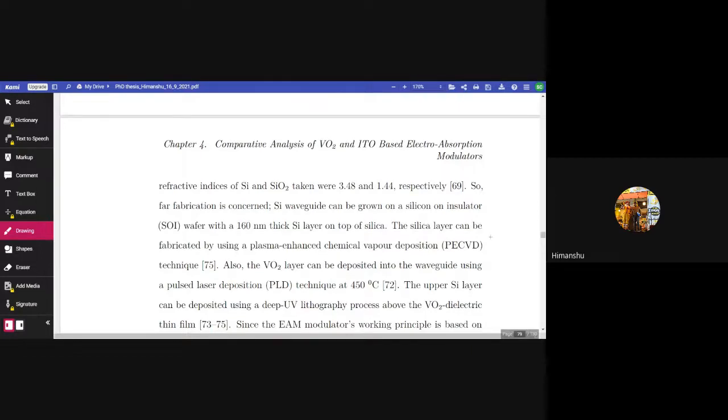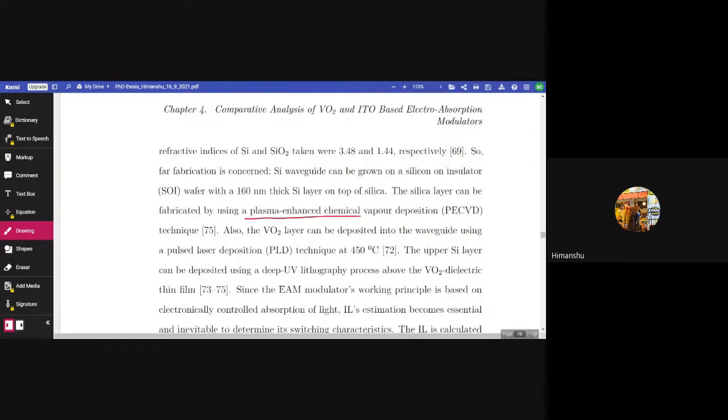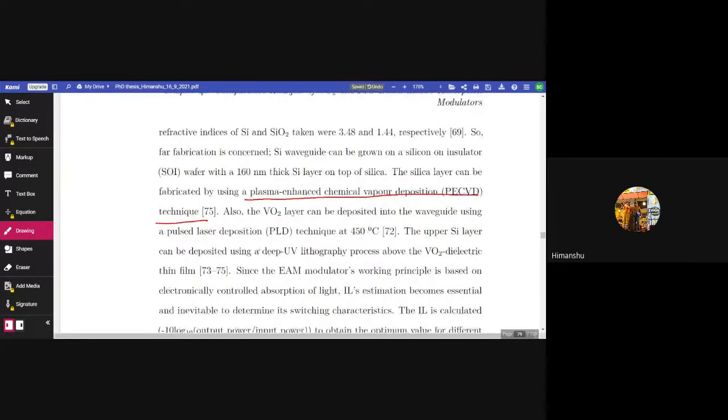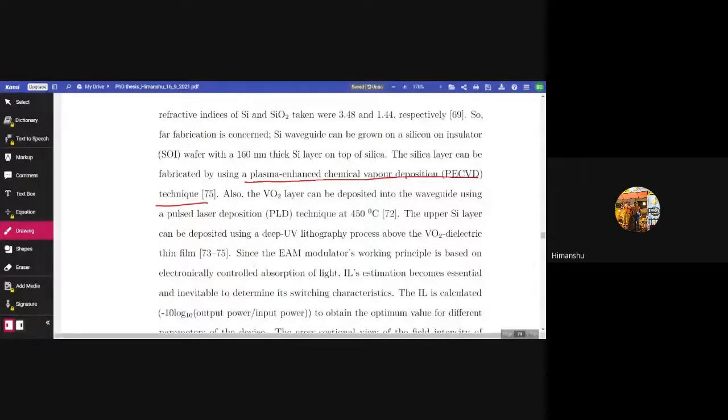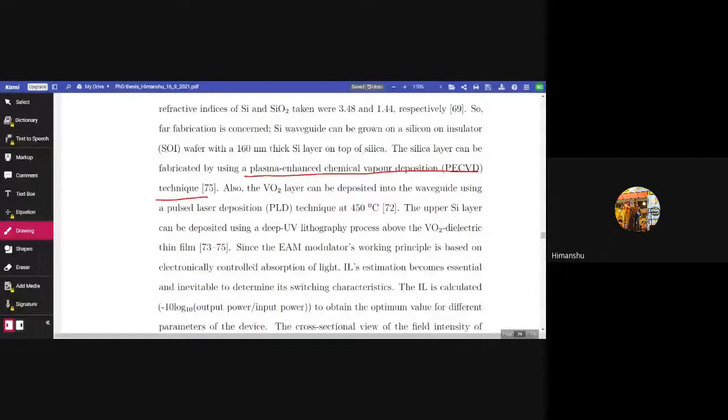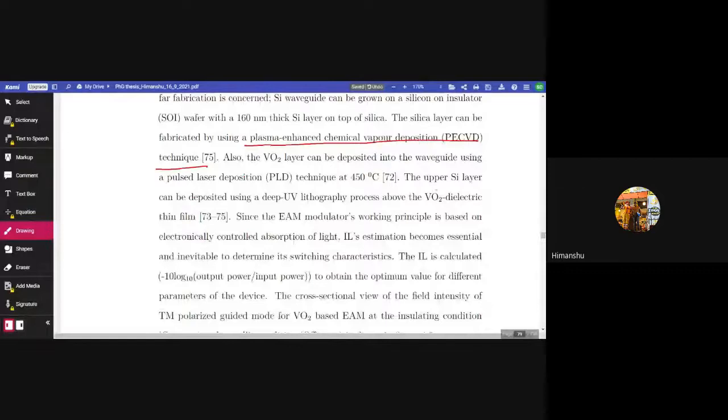So as far as fabrication is concerned, the silicon waveguide can be grown on a silicon on insulator SOI wafer with a 160 nanometer thick Si layer on top of silica. The silica layer can be fabricated by using a plasma-enhanced chemical vapor deposition PECVD technique, reference 75. Also, the vanadium dioxide layer can be deposited onto the waveguide using a pulsed laser deposition PLD technique at 450 degrees Celsius, reference 72. The upper silicon layer can be deposited using a deep UV lithography process above the VO2 dielectric thin film, reference number 73 to 75.